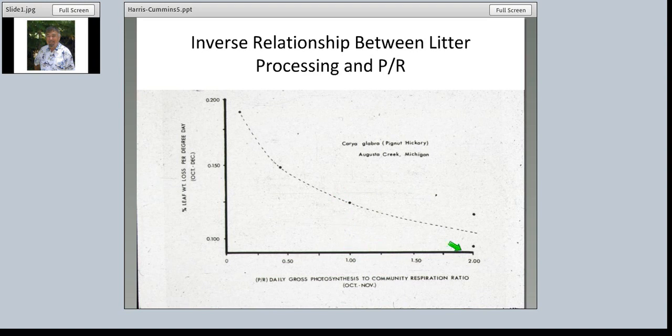balance between, this is PR greater than 1, the algae are winning, PR less than 1, the litter's winning, sort of. And these are different size streams along the watershed, from a first-order stream all the way down to a fifth-order stream down here. And you can see when litter processing is high, PR is less than 1. So the system is dominated by litter inputs. When PR is greater than 1, litter processing is slow.